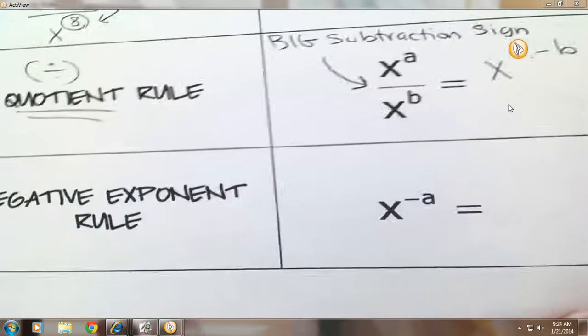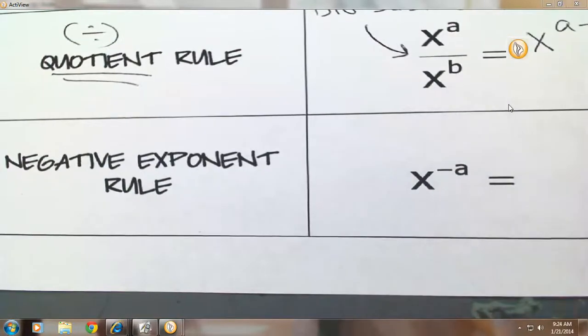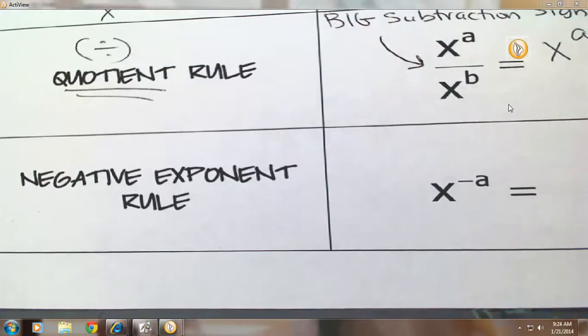We have one more rule here. This is the negative exponent rule. Back in Algebra 1, we talked about changing floors. Here's another silly thing I've got to remember: change the line, change the sign of the exponent.